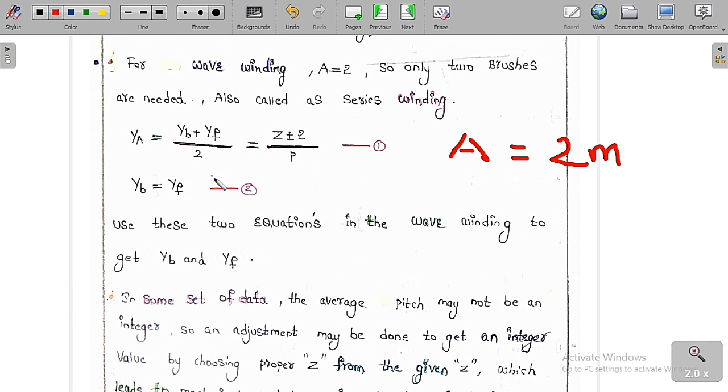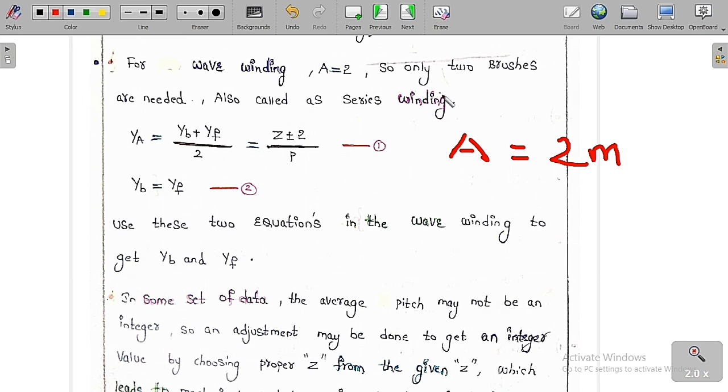Now these are the new formulas. (Yb + Yf)/2 = (Z ± 2)/P is equation 1, and Yb = Yf is the second equation. So these are the equations for the wave winding. Use these 2 equations in the wave winding to get the values of Yb and Yf.